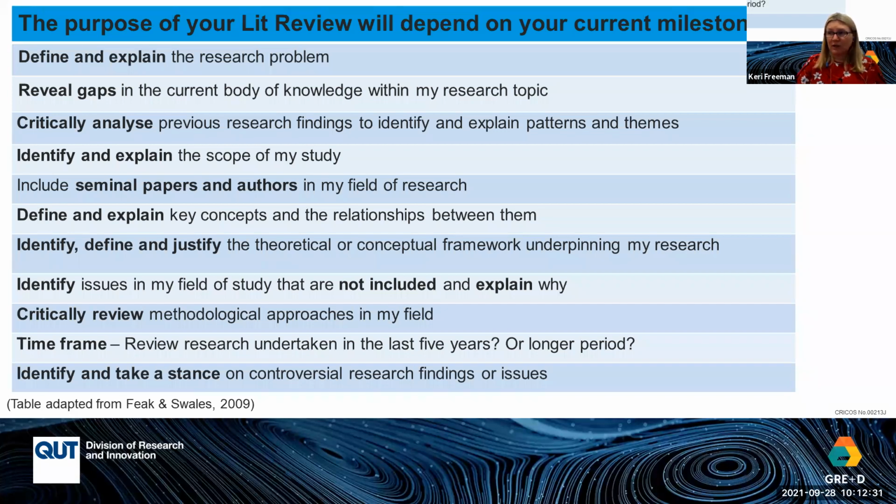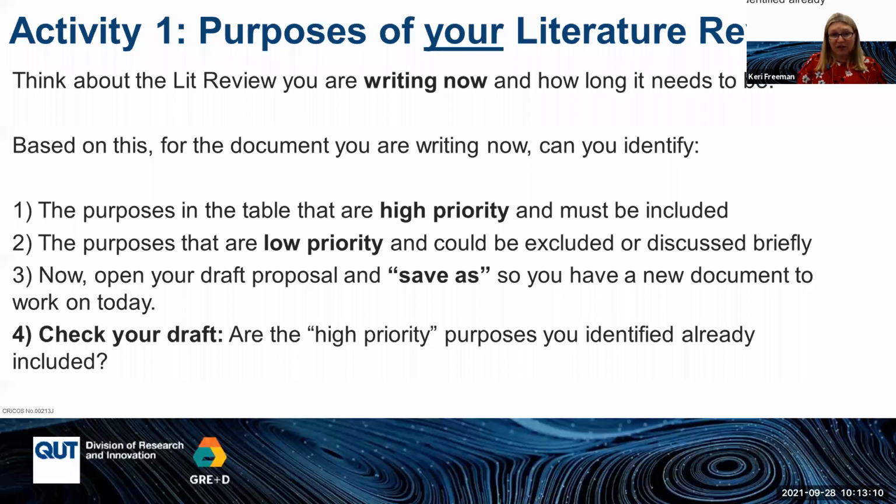This is something we looked at in the workshop, and this is 11 or so points of what potentially you might need to be including in your literature review. As we said, it'll depend on your current milestone. They're not in any specific order, by the way, but it is a good overview to get you thinking and have a clear idea to make sure that you're including all the purposes that you need to include. Now, you have that little table in your activity sheet. So if you want to open that up to that first page, because we've got our first activity.